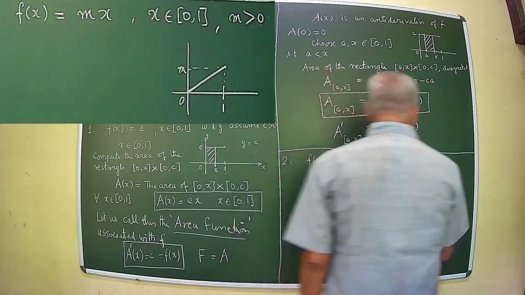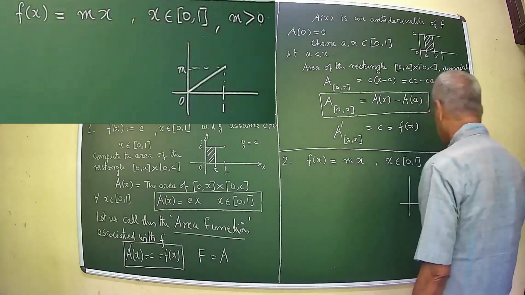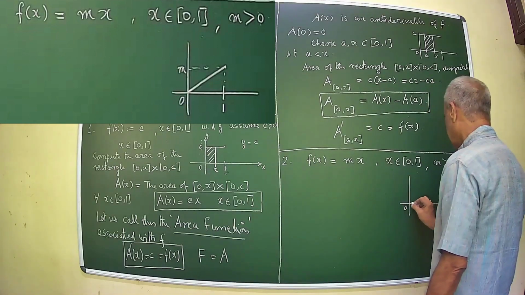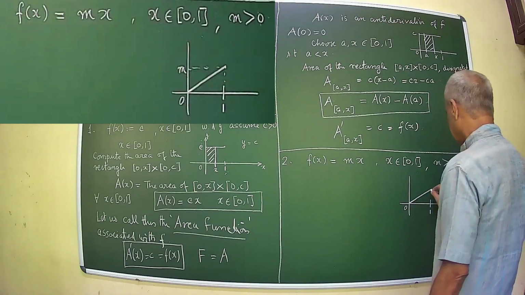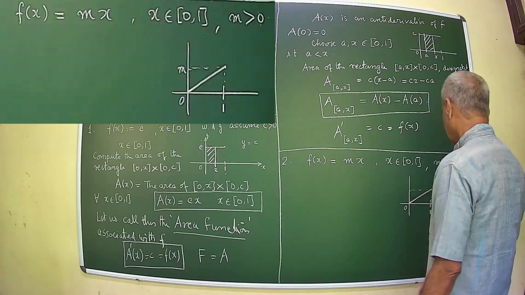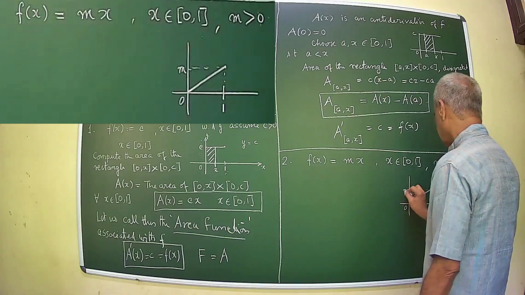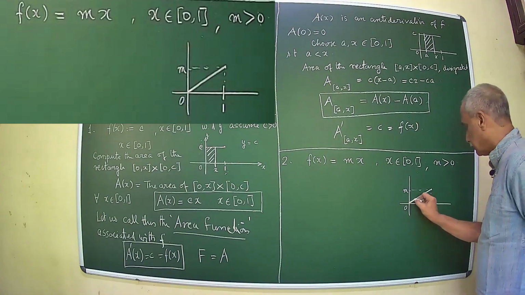Let us draw the graph of this function. We do exactly whatever we did in the previous case. 0, 1. So you know that y equal to mx is something like this. Okay, so this height will be equal to m. Now this is the graph of the function.